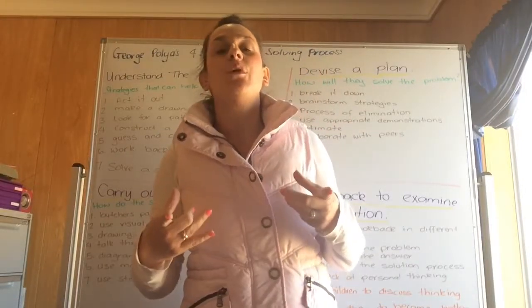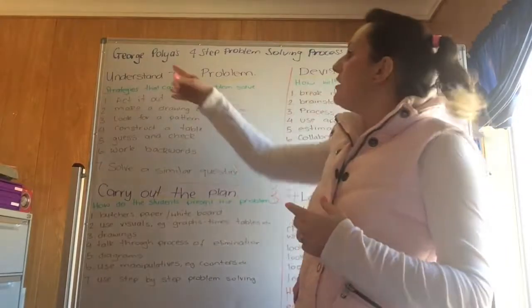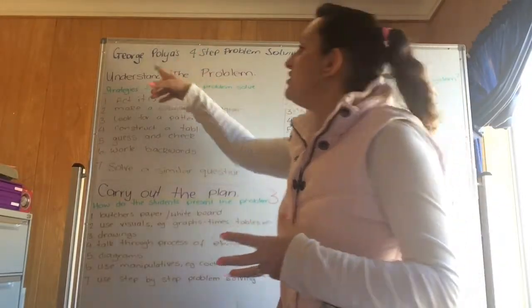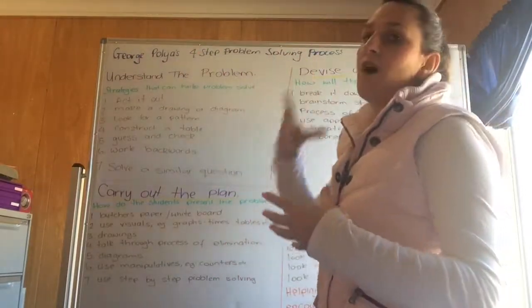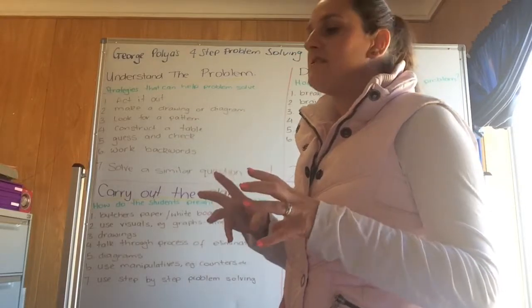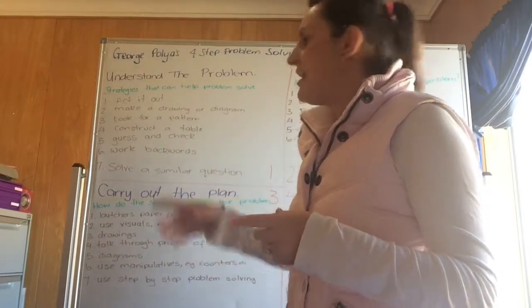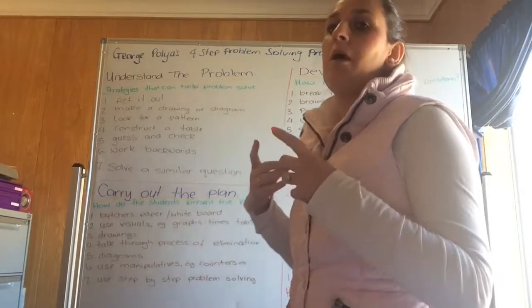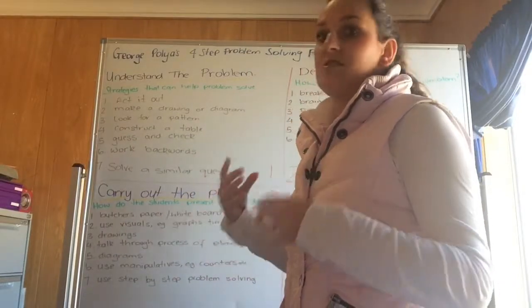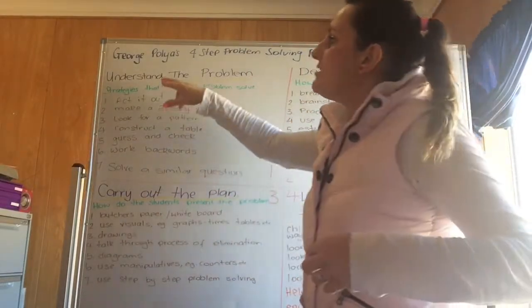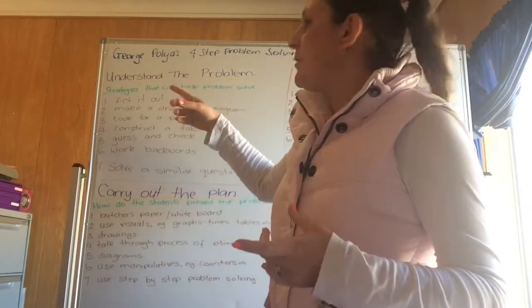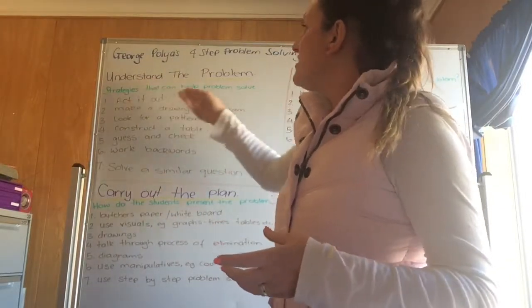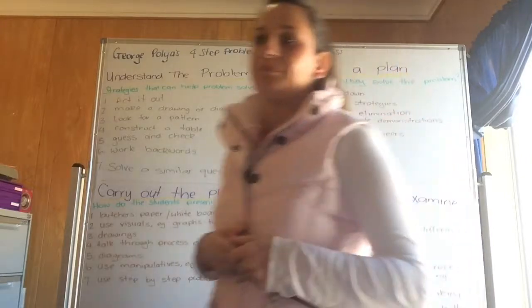I'm here to show you how you can teach your Year 3 students using George Polya's 4-step problem solving method. This amazing mathematician has come up with this plan to help students everywhere to solve problems. Alright, so first we need to understand the problem. So they need to work out strategies that can help them to solve the problem.